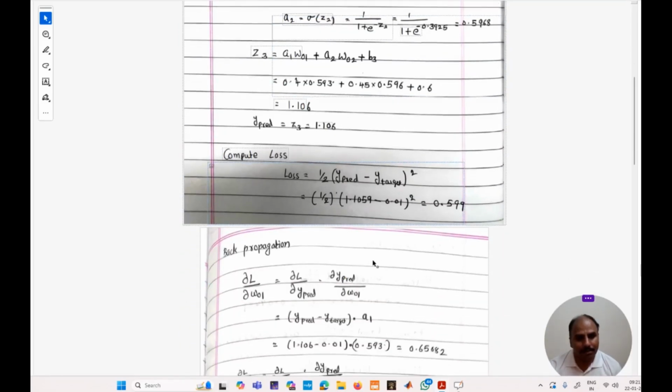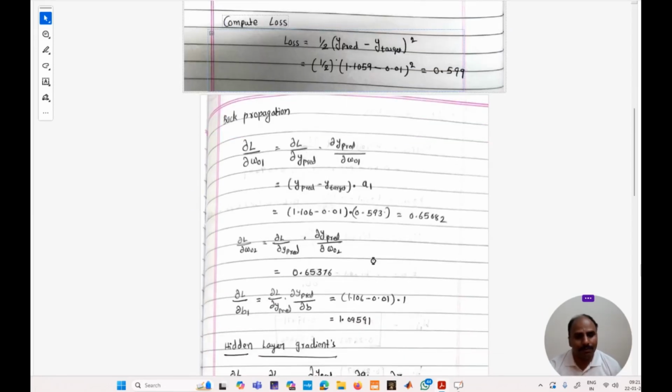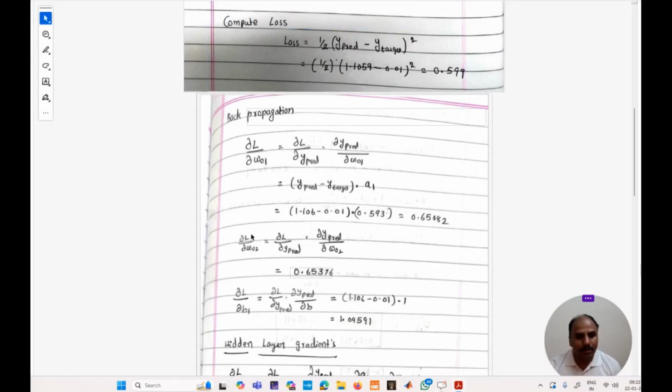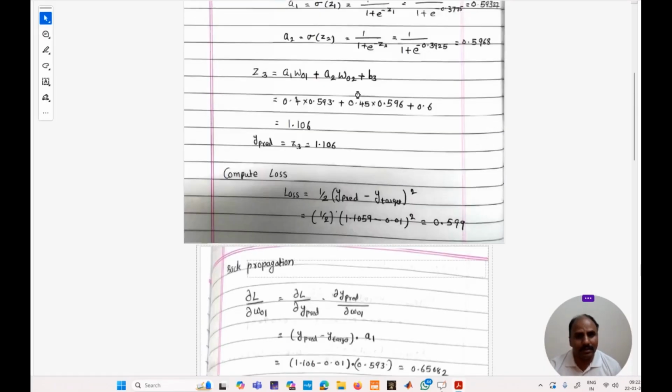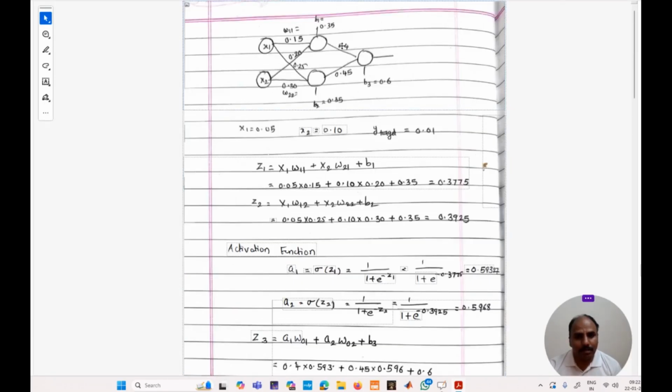Okay, so next is what is called the back propagation algorithm. So we have to go from the back side to update the weights and bias. So what is the formula? The loss function we already know. So which ones do we have to update? We have to update WO1, WO2, that is at the output side. First we have to update from output to the hidden layer, and from hidden layer to the input side is another section, that is we have to update W11, W12, W21, W22, B1 and B2. Okay, all these things we have to update.